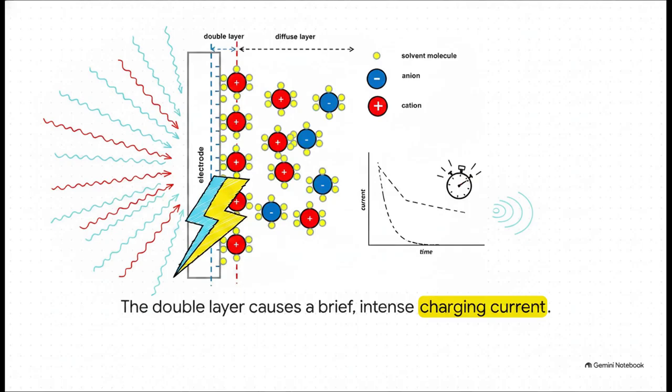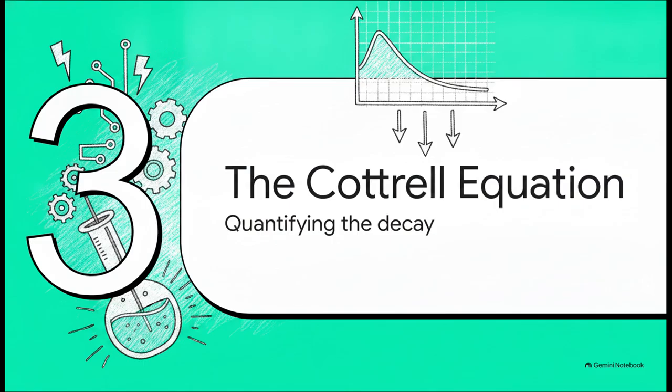This microscopic stampede of charged particles creates a very brief but incredibly intense burst of electrical current. It happens in a fraction of a second and then completely vanishes, leaving only the slower, diffusion-limited decay of our actual target reaction behind. Moving on to Section 3, the control equation and how we quantify this decay.